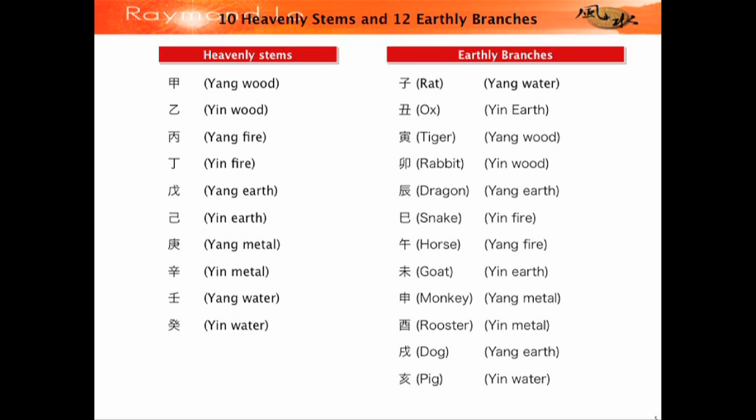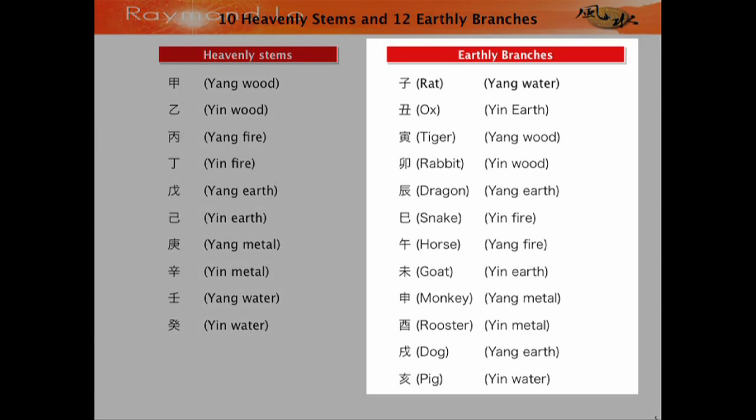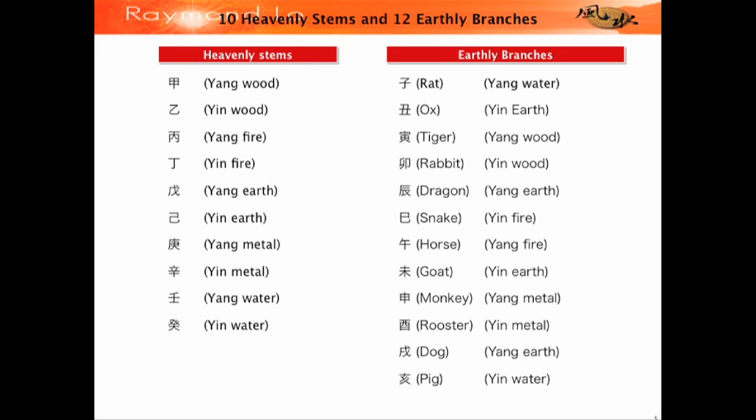And then we have 12 earthly branches. And these are the influence from our earth. So the Chinese calendar is a pair. Usually you have one element from heavenly stem and one element from earthly branch.